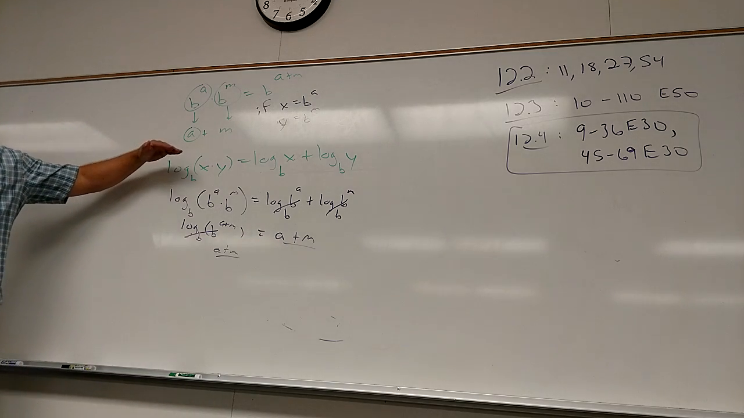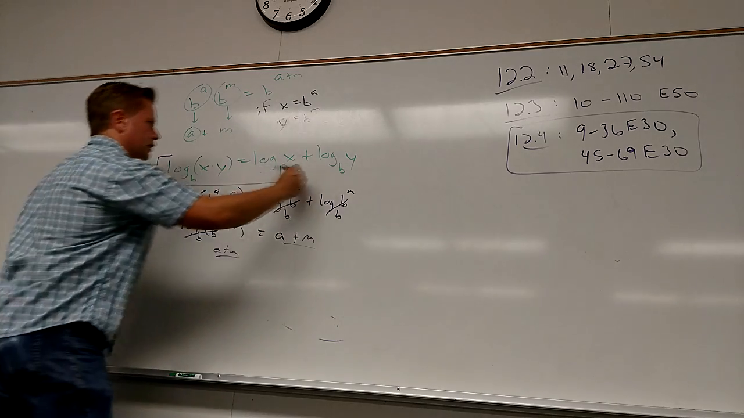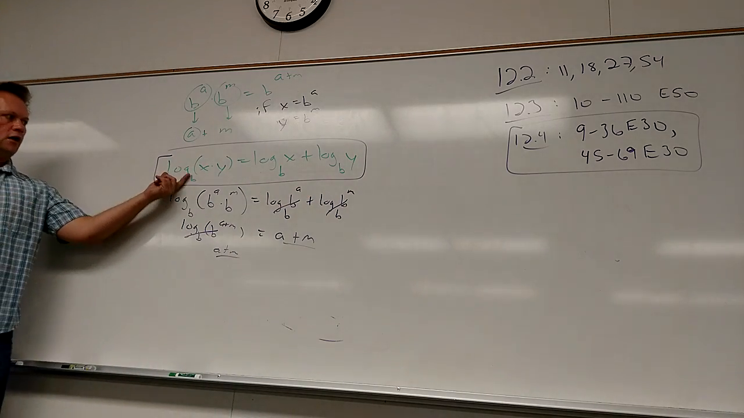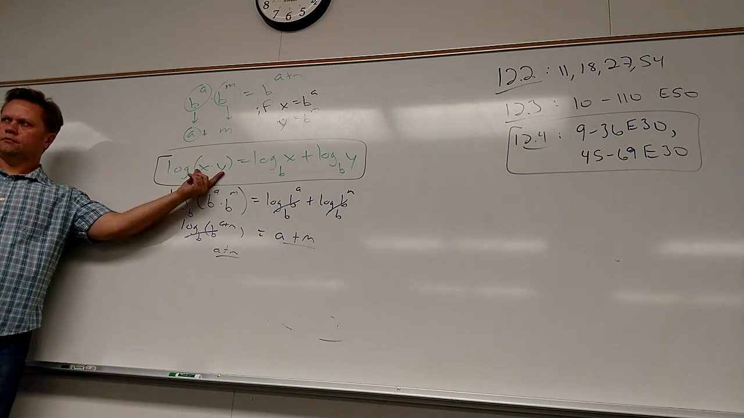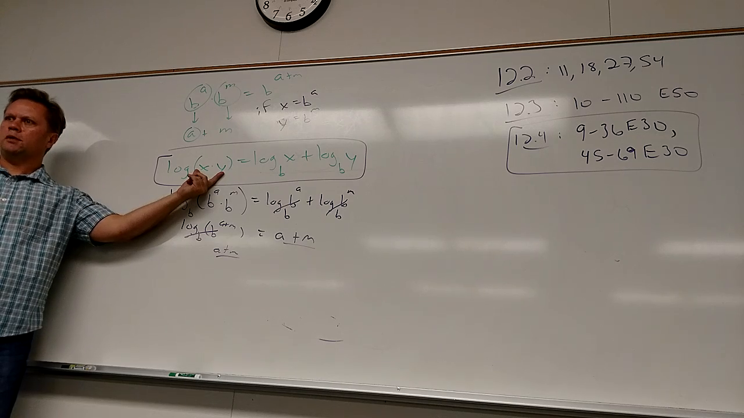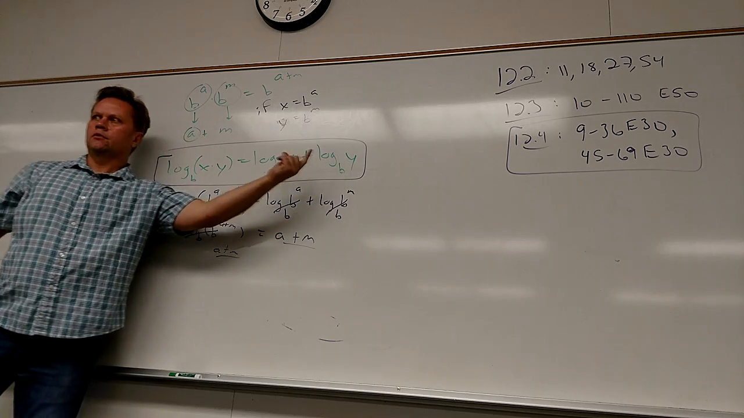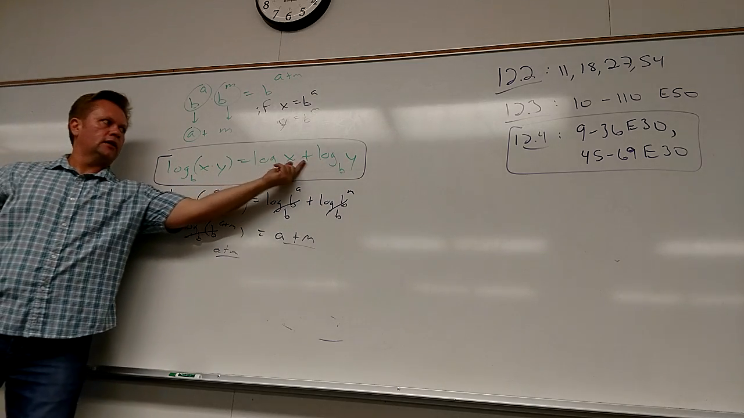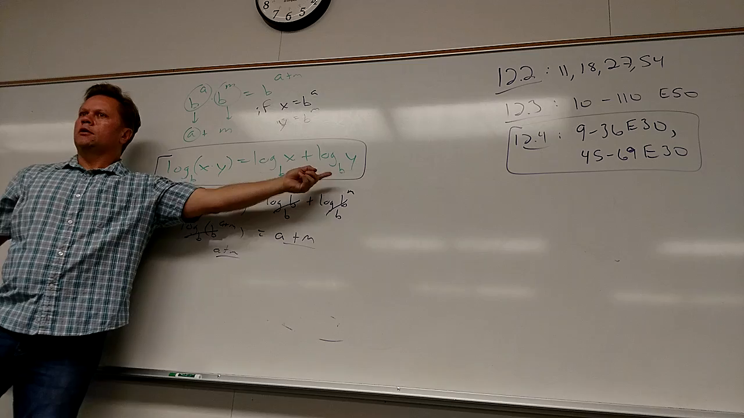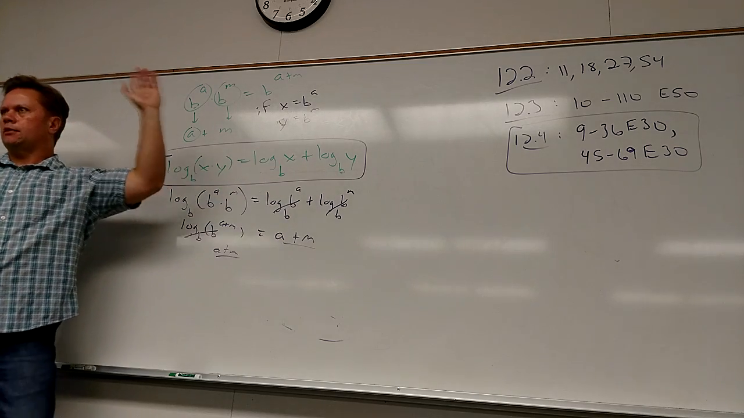So the very first property of logarithms is this one. It says, if you have the log of a product, what do I do with the powers when I multiply things with like bases? I add the powers. So the log of a product is the sum of the logs. That's the exact same property as the property of exponents.